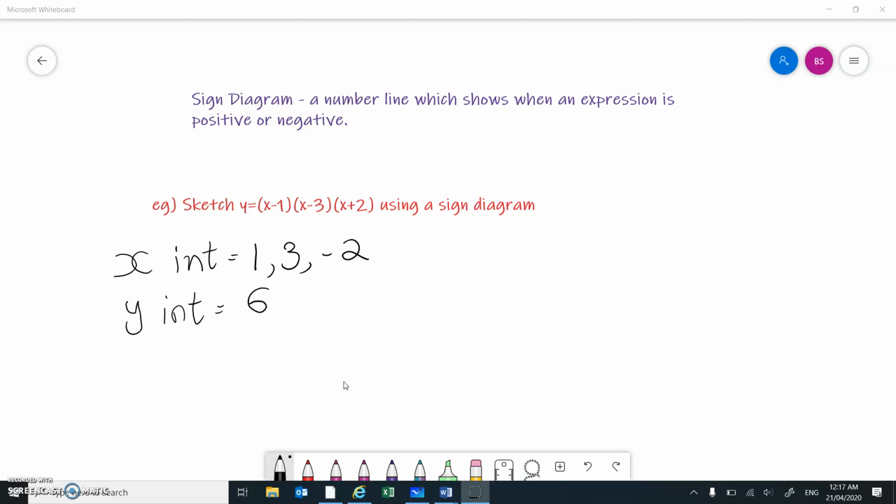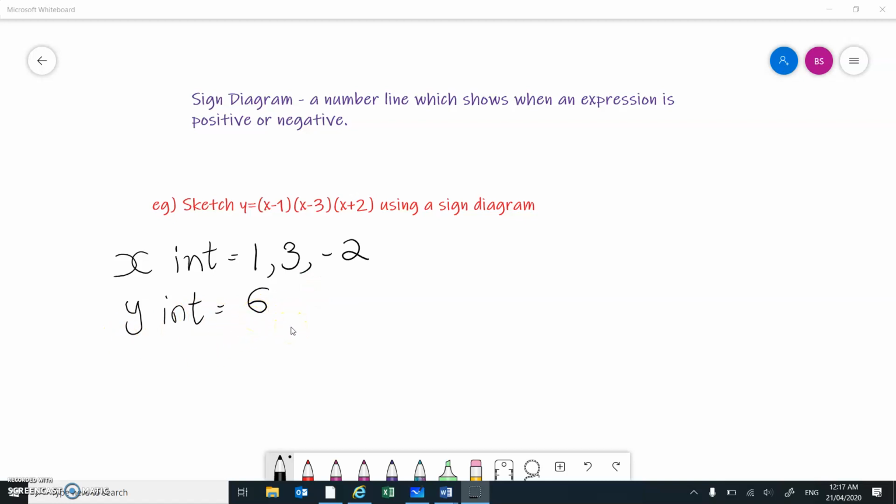If we have a look at this example here, it's actually the first example in the previous video. So you've already got the working out for this, and you actually sketched it without a sign diagram. So what you found was the x-intercepts. They were 1, 3, minus 2, and the y-intercept was 6.